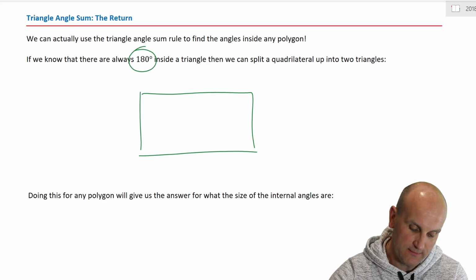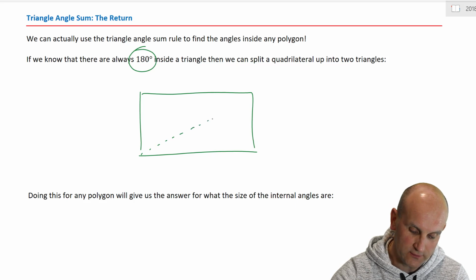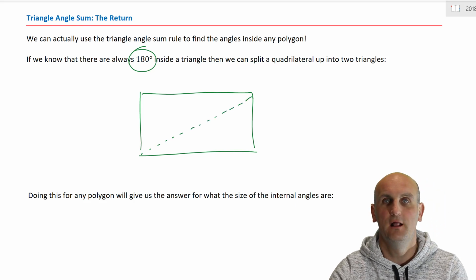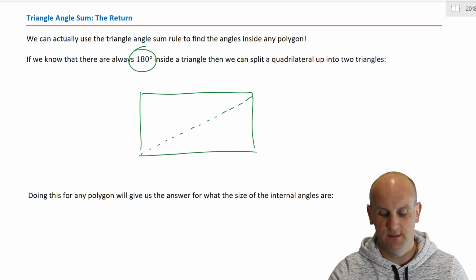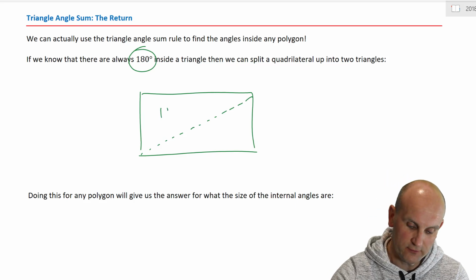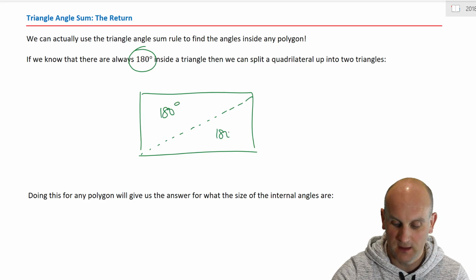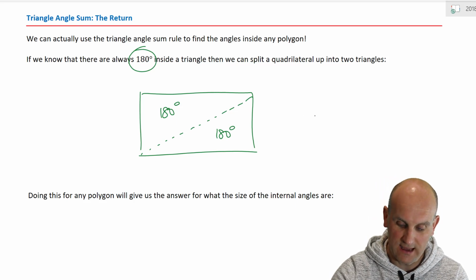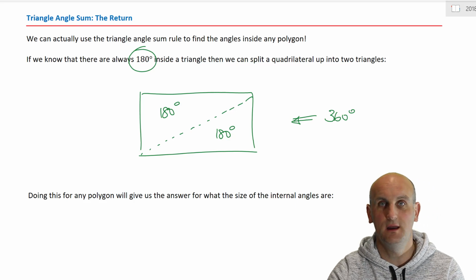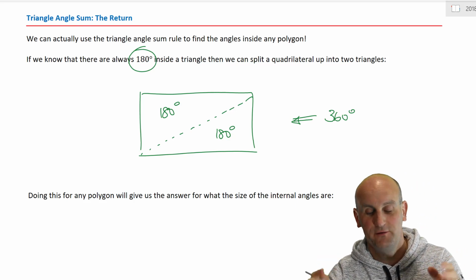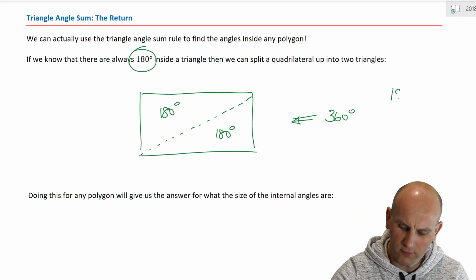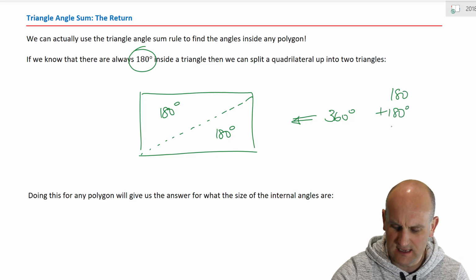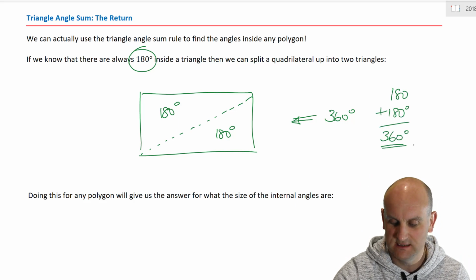But the point of it is, I'm now going to split, using a dotted line, just for reference, that quadrilateral, that four-sided shape, into two triangles. And I know that that triangle has 180 degrees and that triangle has 180 degrees. And so in total, angles inside of there must be 360 degrees. Why? Well, I've got 180 degrees plus 180 degrees. Whoa, 180 plus 180 is 360 degrees.